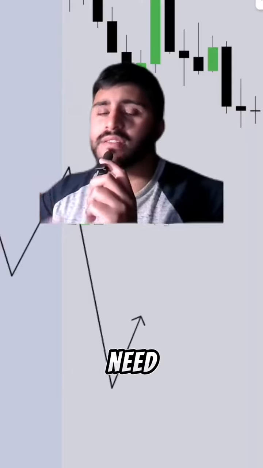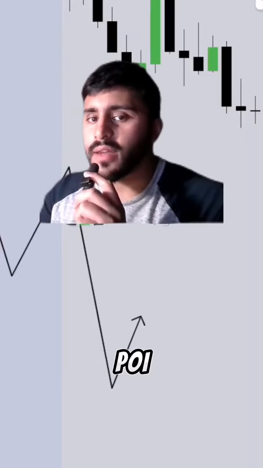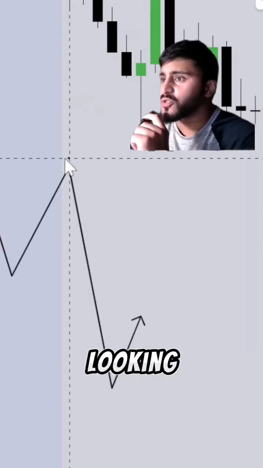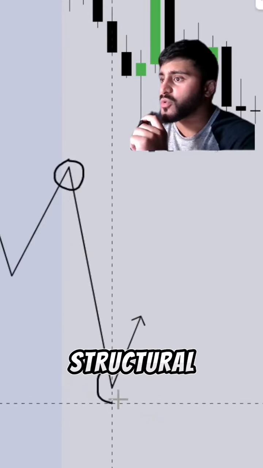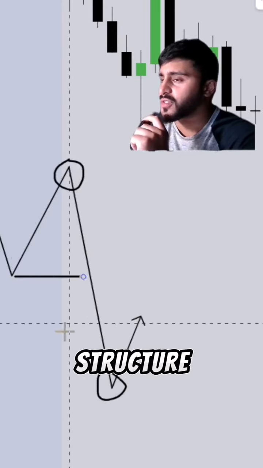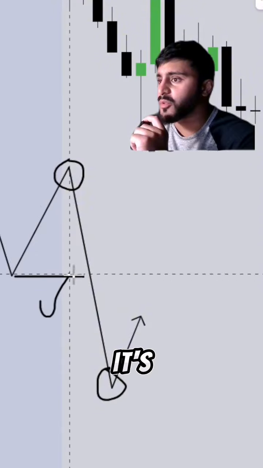There's only three things you need to validate an order block or a POI. So let's get into it. The first thing you're looking for is a clear structural break. So we have a structural high and low, and then we see price breaking structure to the downside. That is step one. It's the break of structure.